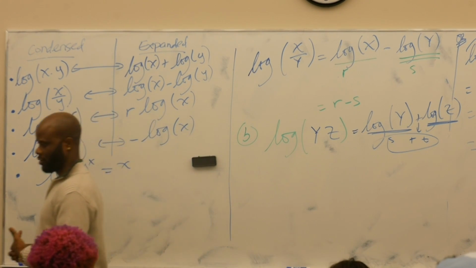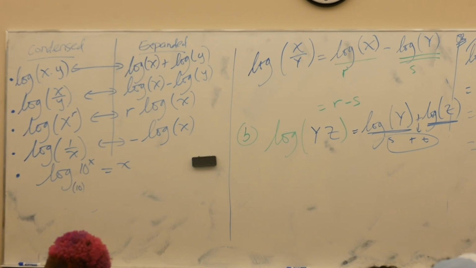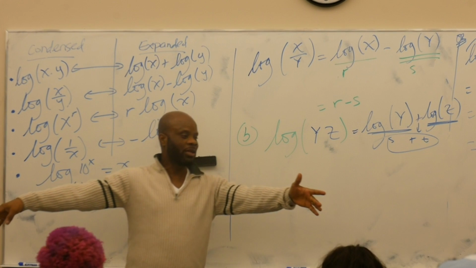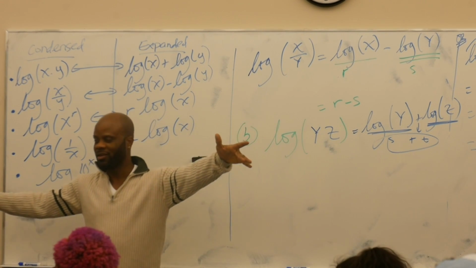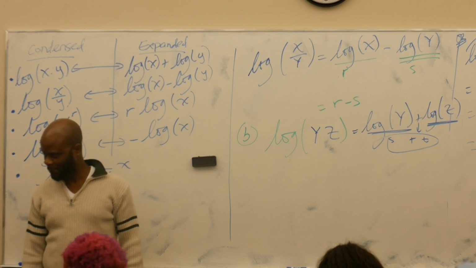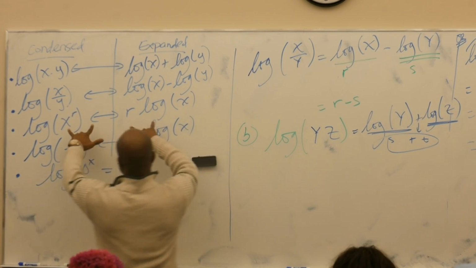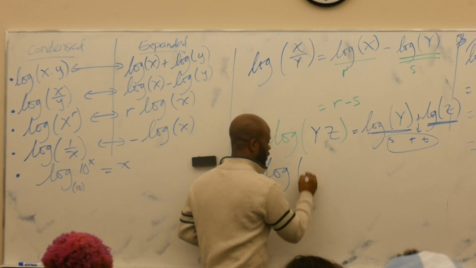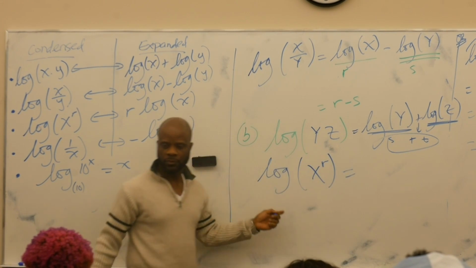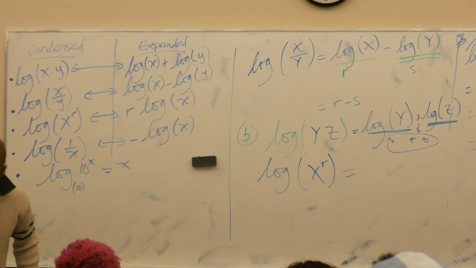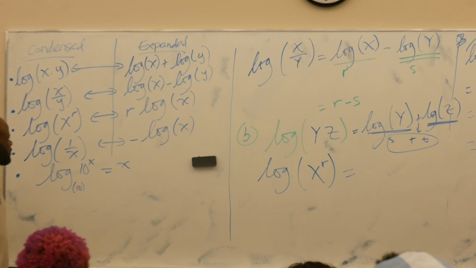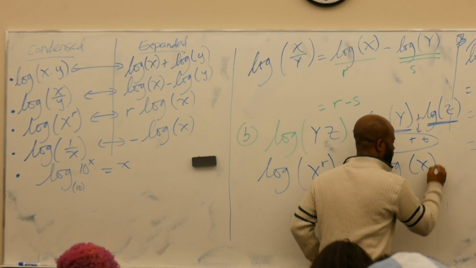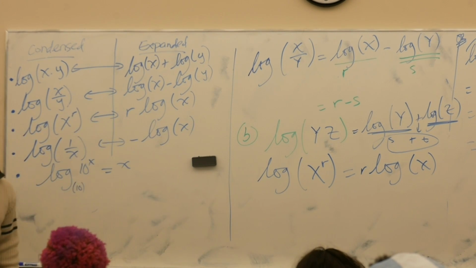The log of x to the r. So say what again? R times r. R squared. We all agree it's r squared. Why are we doing r times r? Because of this property. So the log of x to the r is r times the log of x.